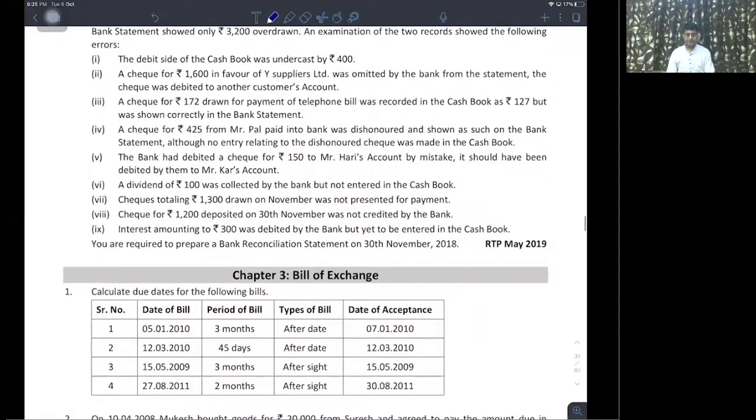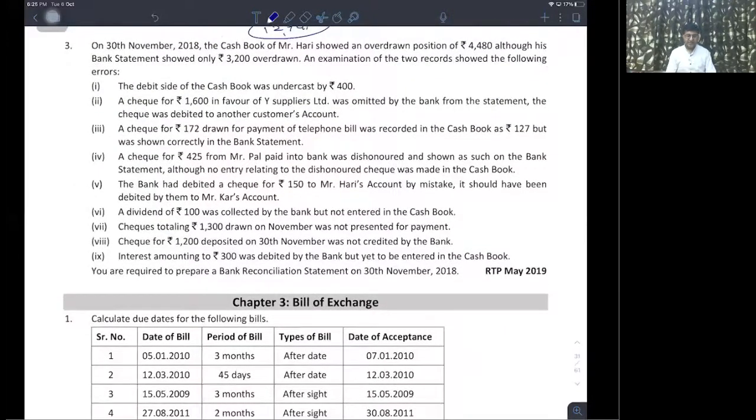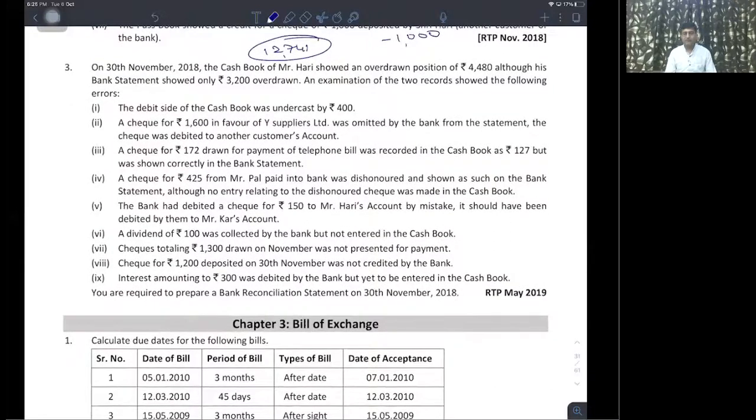Third question. On 30th November 2018, the cash book of Mr. Hari showed an overdrawn position of 4480, although bank statement showed an only 3,200 overdrawn. मतलब क्वेश्चन में आंसर दिया हुआ है. पिछले वाले क्वेश्चन का आंसर 12,741 है बेटा. क्वेश्चन में आंसर दिया हुआ है. क्यों क्वेश्चन में आंसर दिया हुआ है? तुमको कैश बुक का भी ओवरड्राफ्ट दिया हुआ है, पासबुक का भी ओवरड्राफ्ट दिया हुआ है.